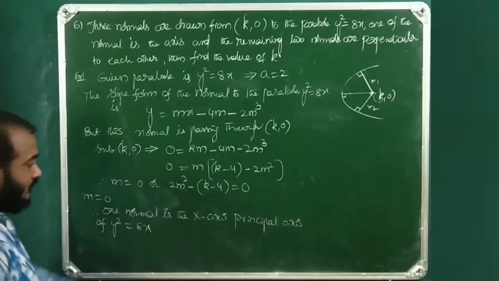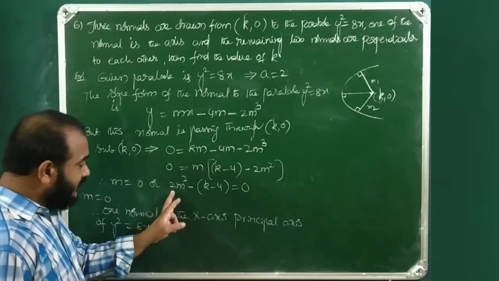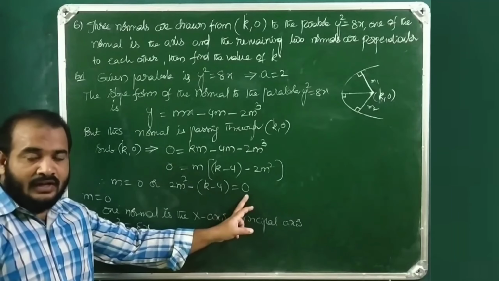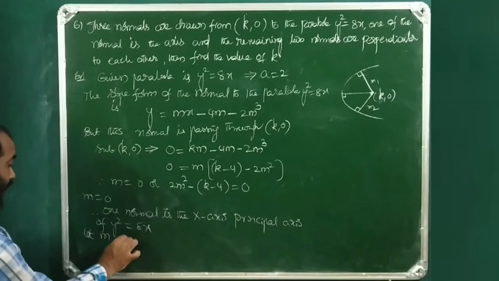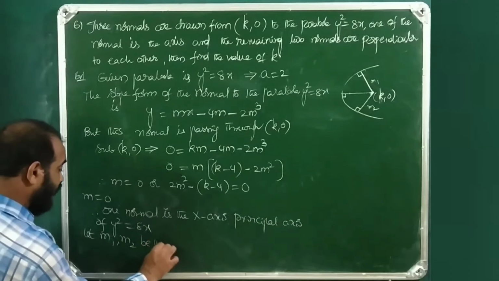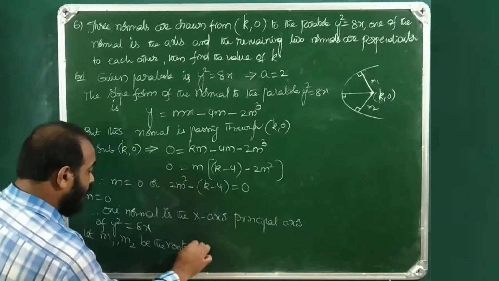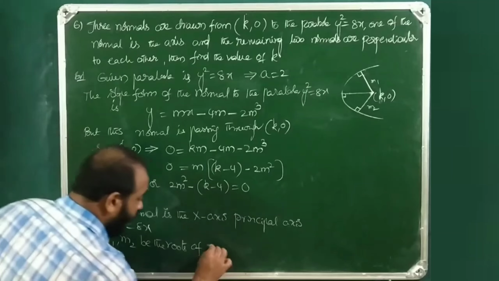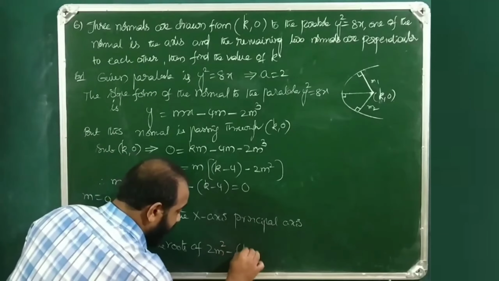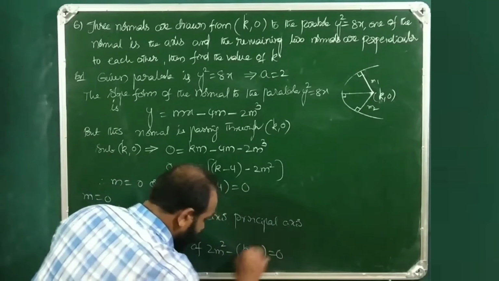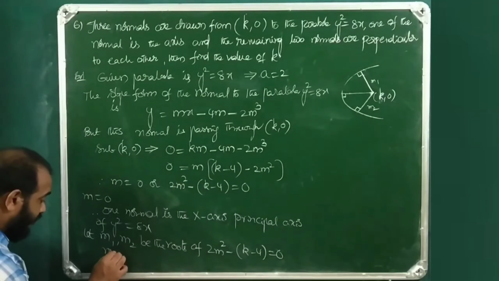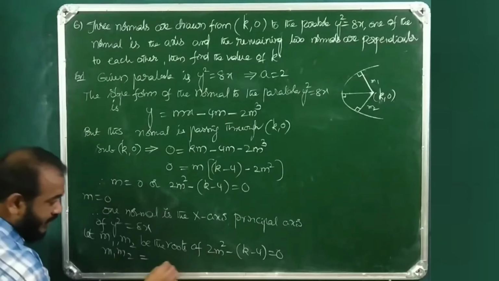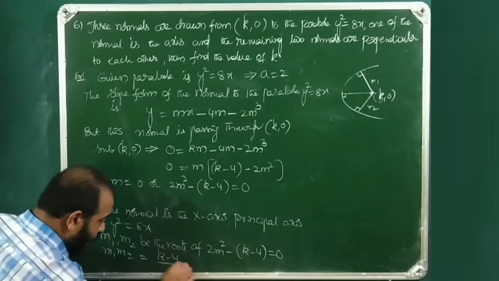Now, since this is a quadratic equation, it must have two roots. Let m1, m2 be the roots of 2m square minus (k minus 4) equals 0. Consider the sum of the roots and the product of the roots. The product of the roots m1 m2 equals c by a, which is (k minus 4) by 2.